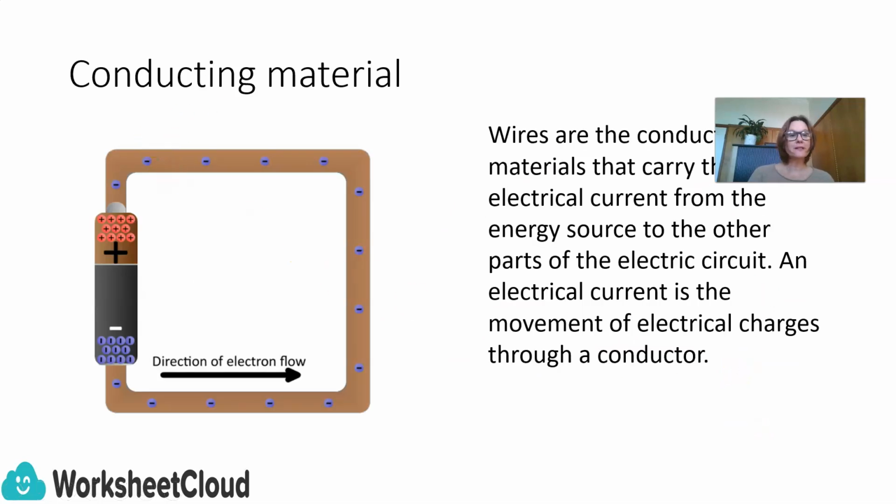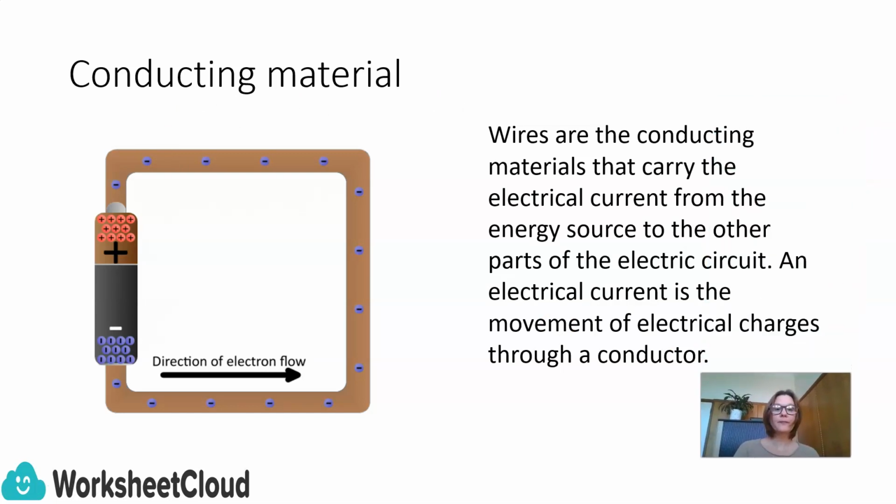So our conducting material over here are the wires. Those are the conducting materials that carry the electrical current from the energy source, okay, to the other parts of the electric circuits. And an electric current is the movement of the electrical charges through a conductor. And like I said earlier, from the negative to the positive. So that would be the direction of the electron flow.